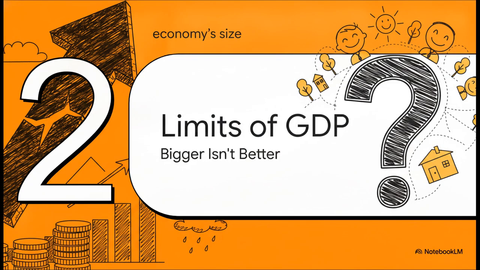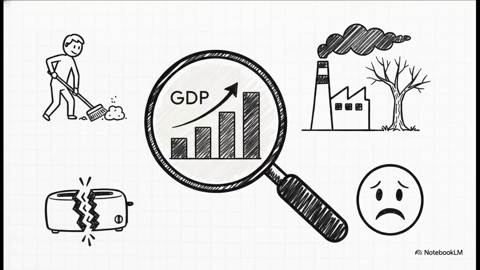Part 2. The limits of GDP. Why bigger isn't always better. All right, so we know how to measure the economy's size now, but we've got to ask a crucial question. Do these big numbers actually represent human well-being? Well, it turns out GDP has some massive blind spots.